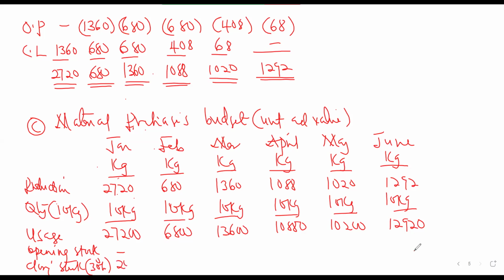Yes, sir. Okay, this will become opening stock for February, isn't it? So closing stock for February will be 30% of March, 13,600. What are we having? 4080. This will become opening stock for March. Closing stock of March will be 30% of April. So 0.3 multiplied. Okay, 3264.